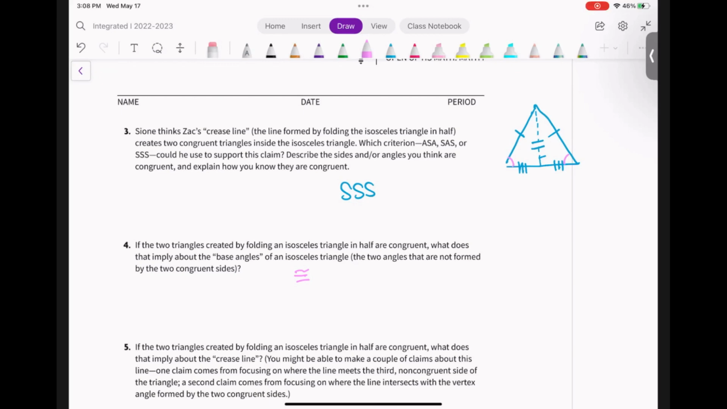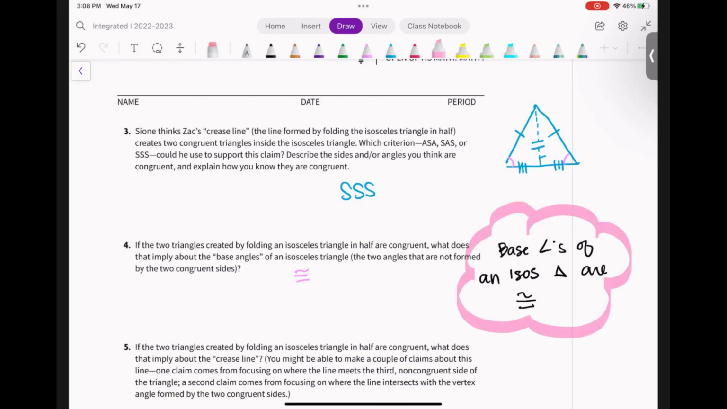And this is a theorem, right? And I'll write it like this. Base angles of an isosceles triangle are congruent. So this is a theorem that you guys just proved. You just proved that, right?